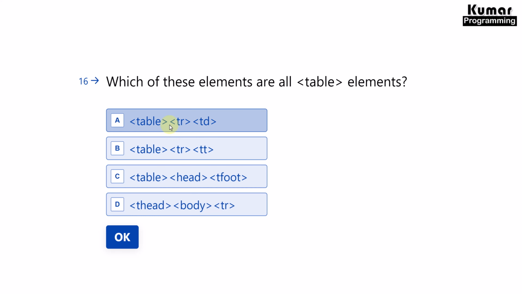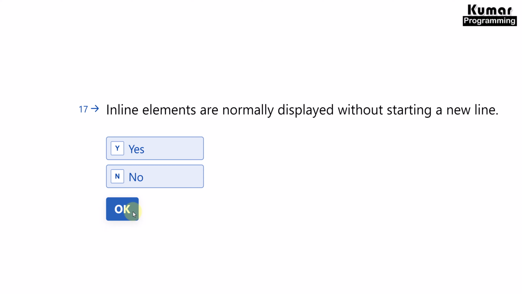So the correct answer is table, tr, td. Now let's move to the next question. Inline elements are normally displayed without starting a new line. Is this correct? That's true, right? Because block elements start with a new line.